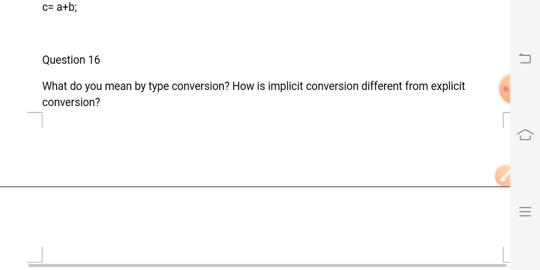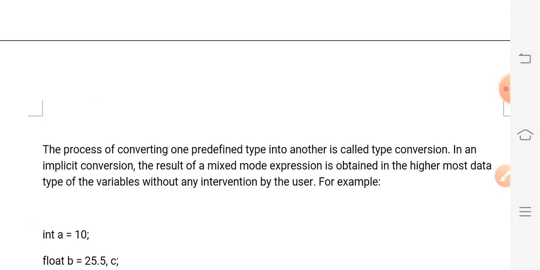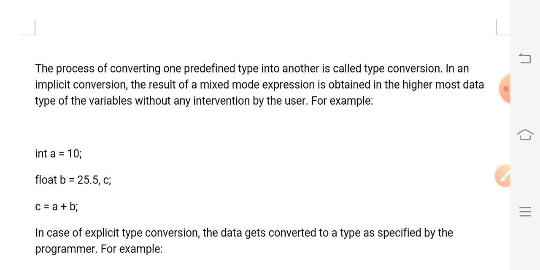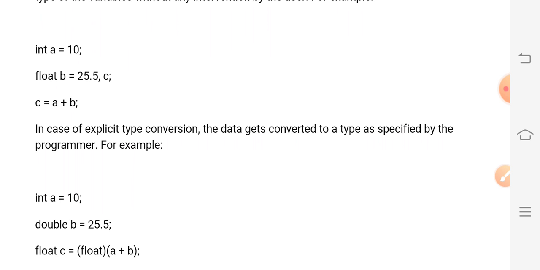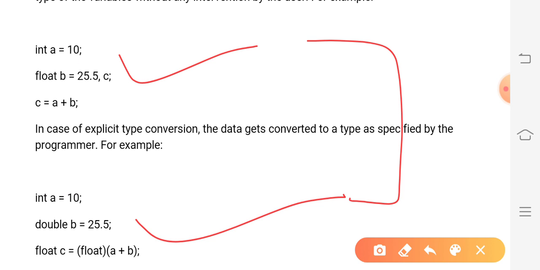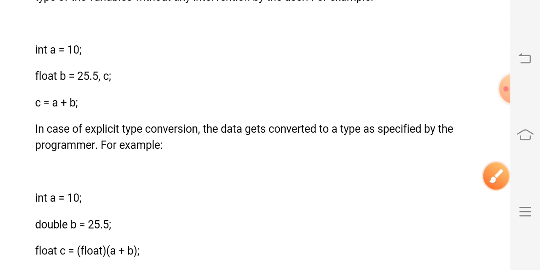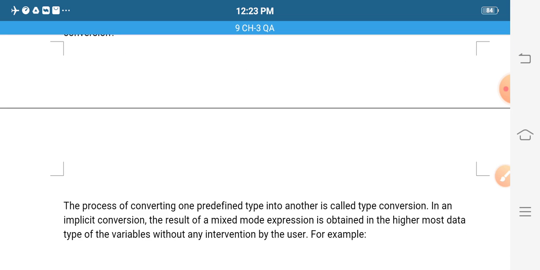16th question. What do you mean by type conversion? How is implicit conversion different from explicit conversion? Answer this one, right? Then examples also. Now this is the example for your implicit, this is the example for your explicit. Same example as we did in the previous question. I have taken the same example, okay. So see, this is the complete answer for question number 16.